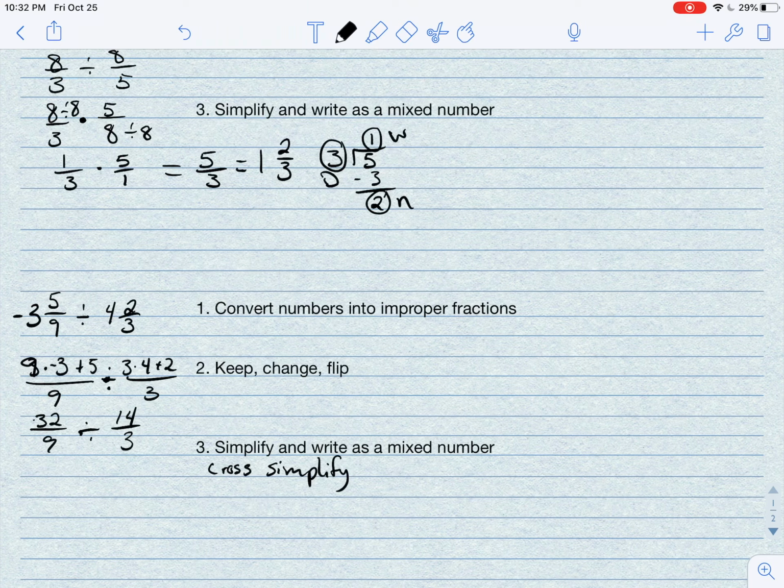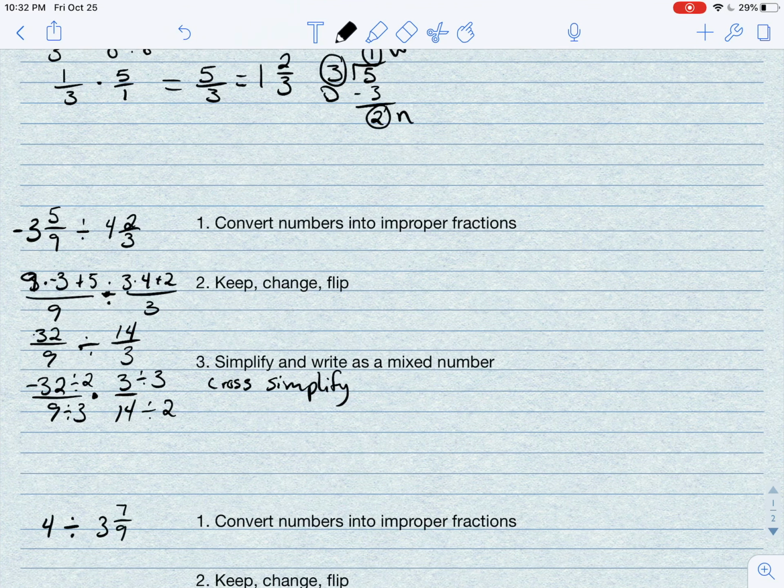All right, so now we can keep, change, flip. So we keep our first one, change division to multiplication, flip our last fraction. Now we can look for cross simplifying. 9 and 3, the greatest common factor they share is 3, so we can divide both those by 3. 32 and 14 are both even numbers, so they are divisible by 2. So now we can rewrite our fractions as half of 32 is going to be 16, and 9 divided by 3 is going to give us 3.